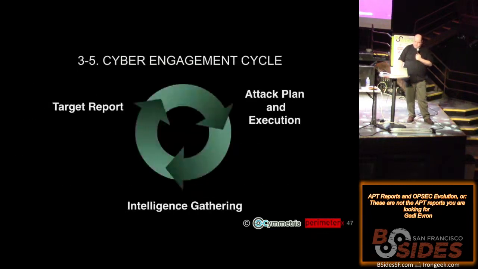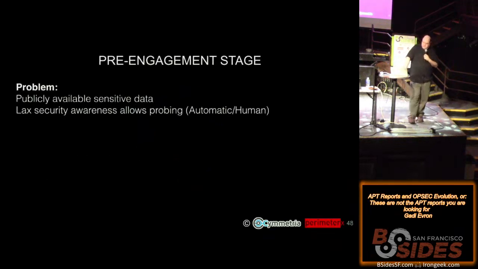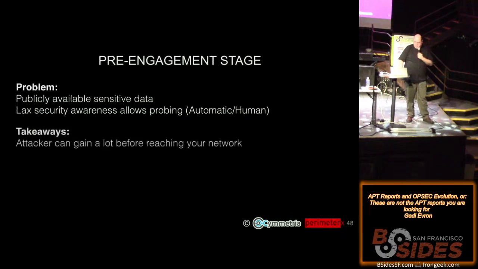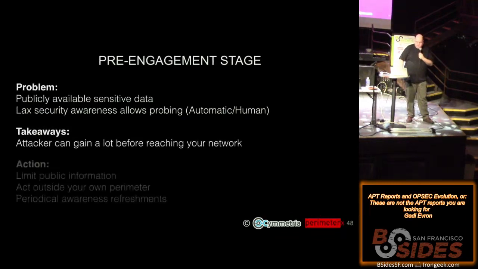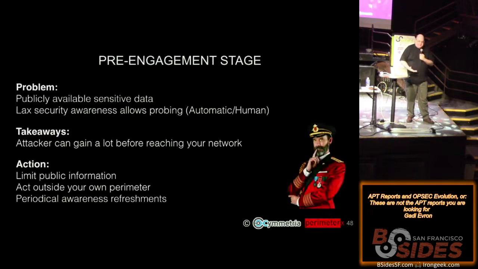Three, cyber engagement cycle. Let's talk about it a little bit. Pre-engagement stage, publicly available sensitive data is not really there. There is lack of security awareness. It's pretty much an issue. The attacker can get a lot before reaching your network. That's fine. You need to limit the public information. You need to act outside your own perimeter, which is blowing my mind right now. And periodical awareness refreshments is basically Captain Obvious, but I have nothing better to say at this stage.